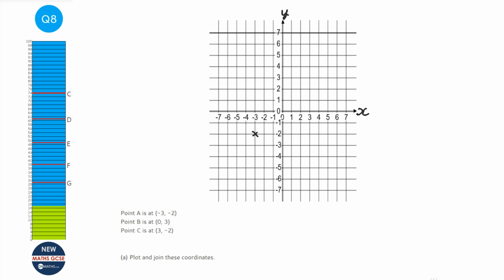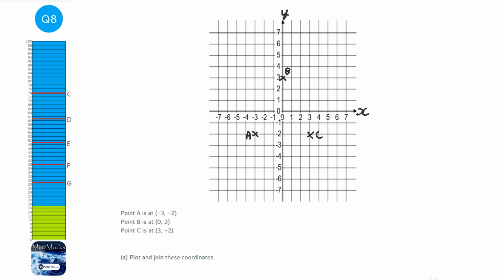Now it says point A, so I probably should label that as A. And point B is 0, 3. It means we're not going left or right at all. We're just going to stay at 0, but we could go up 3. So it's going to be there. And point C is at 3, -2. So along 3, down 2. It's going to be that one there.